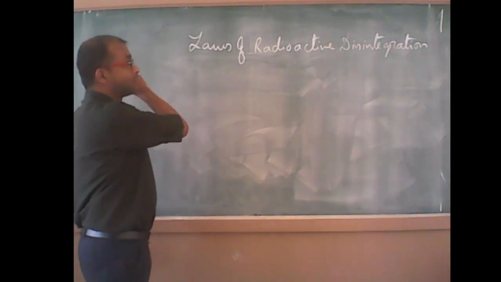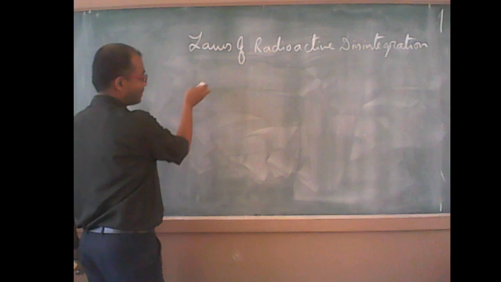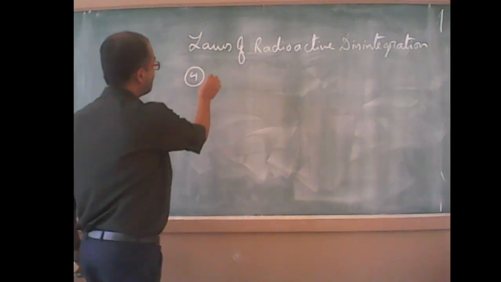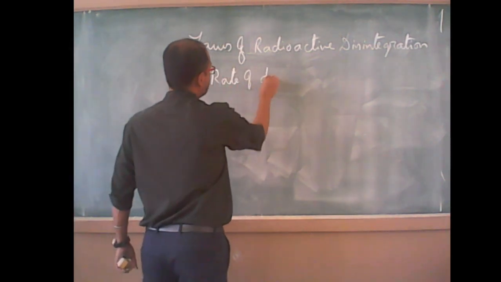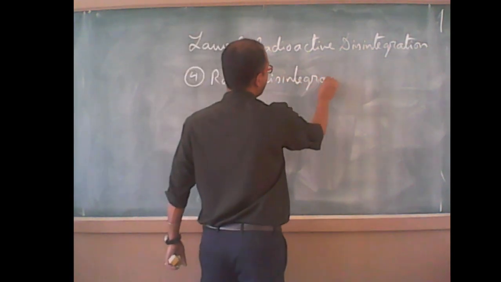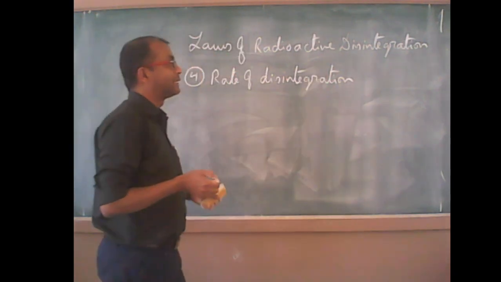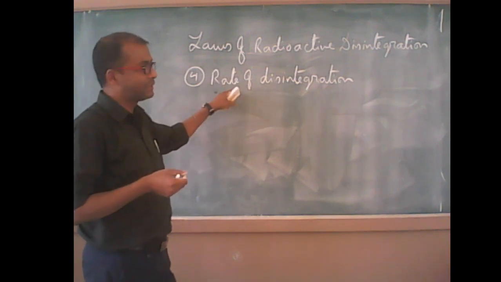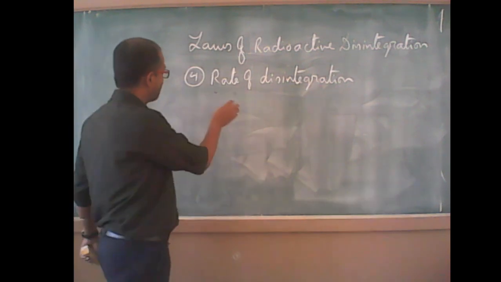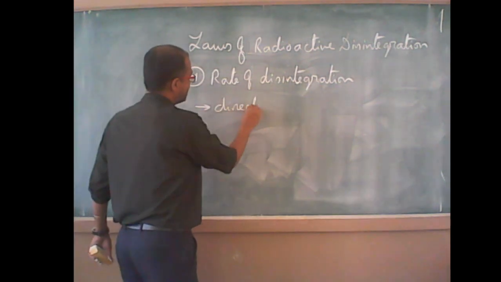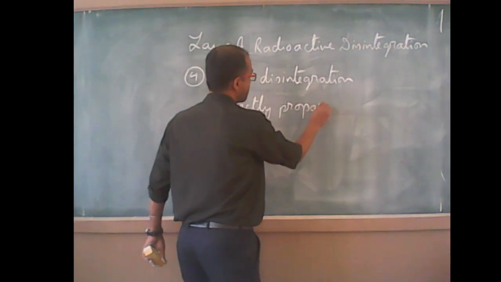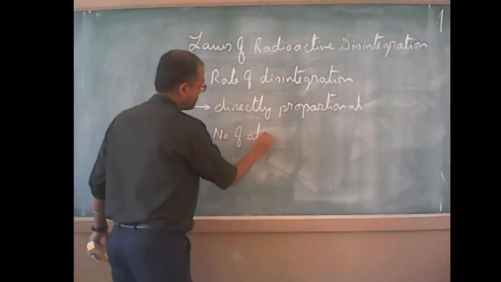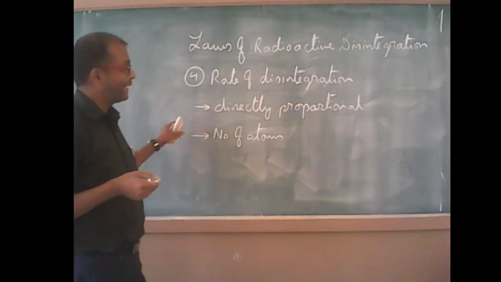The most important law of radioactive disintegration is that, you can put it as number 3 or number 4, if I am not wrong, that the rate of disintegration, means the rate at which the nuclei of the element are disintegrating, or the rate of emission of the particles and radiations, of a radioactive substance at any point of time is directly proportional to the number of atoms of the radioactive element present at that instant of time.